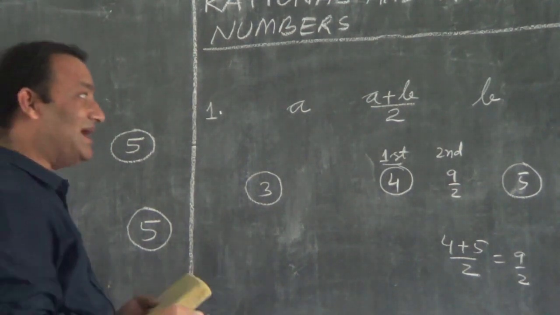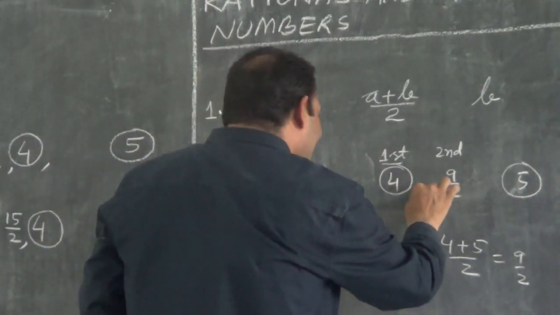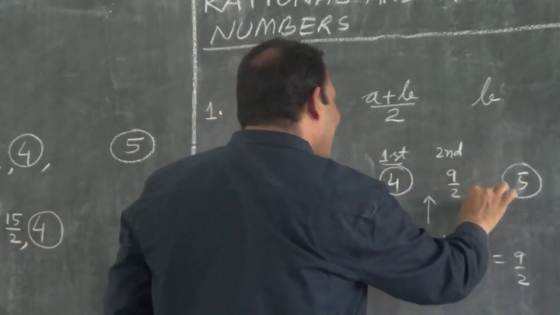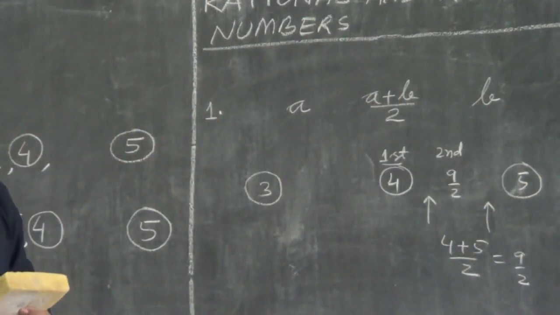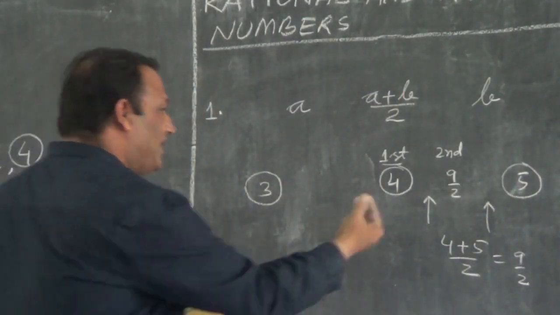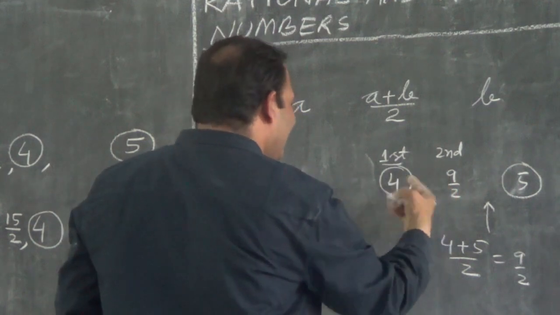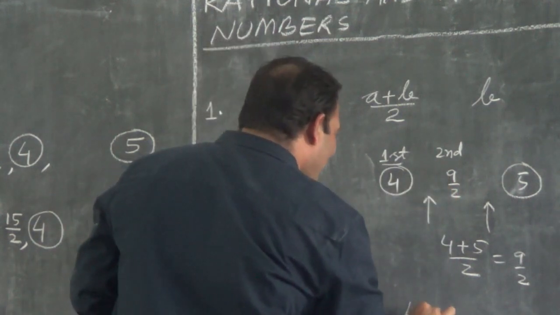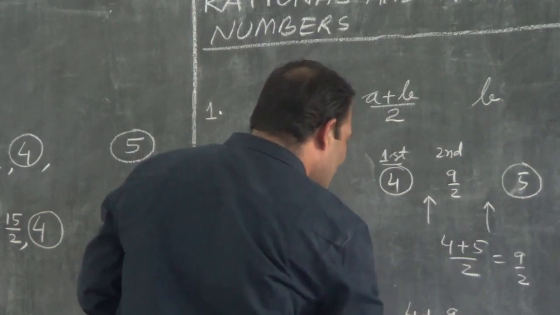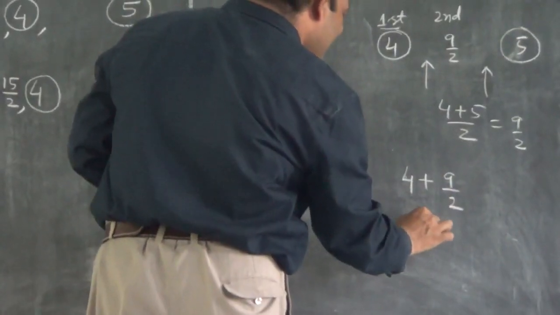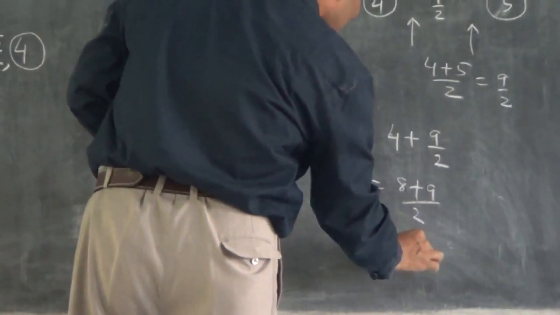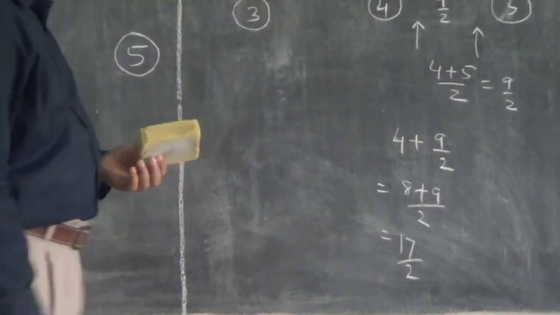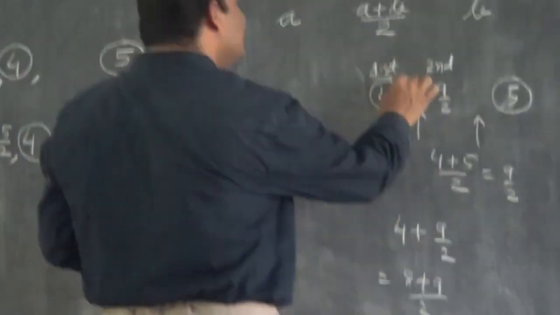Then what about the third number? About the third number, the child can insert it here. So if you find the third number here, then your answer will be 4 plus 9 by 2. 2 fours are 8. 8 plus 9 by 2. 17 by 2. You can write 17 by 2 here.